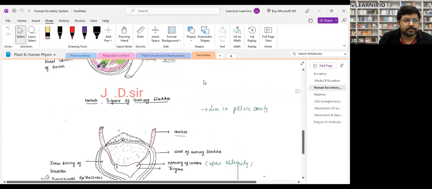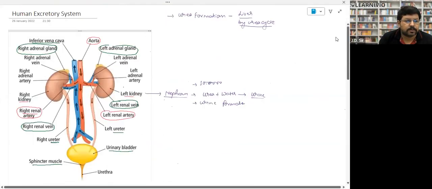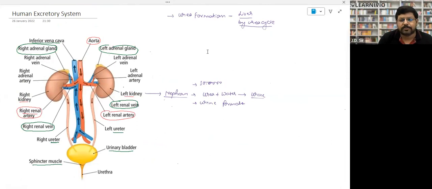Human excretory system, you know all this system, right? If you have any doubt in this diagram, you can ask me. Else I will skip it because this was important for your school exam, but you need this understanding. If you have any doubt, you can ask me. Else I'll skip it. Keep on telling me.